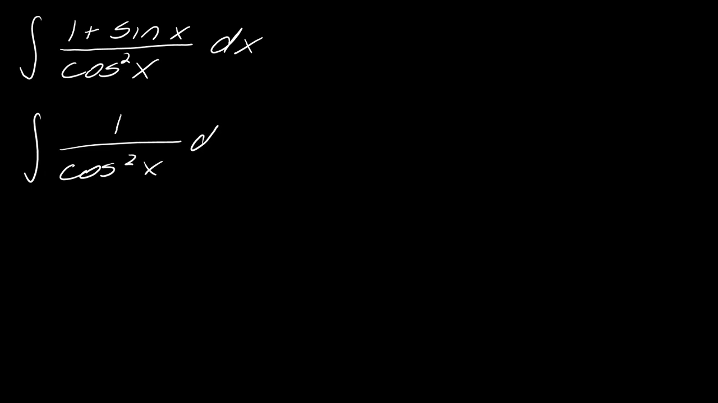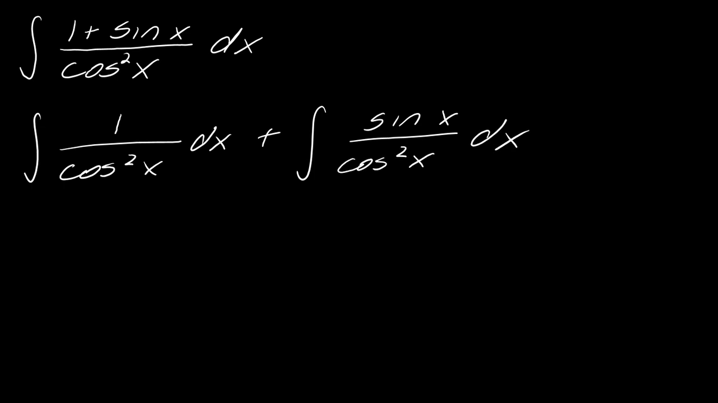So what I like to do is break it up into two separate fractions like you see here. And then you have options. For 1 over cosine squared x, I know that can be rewritten as secant squared x. And the integral of secant squared x is, of course, tangent, so that one is good to go.